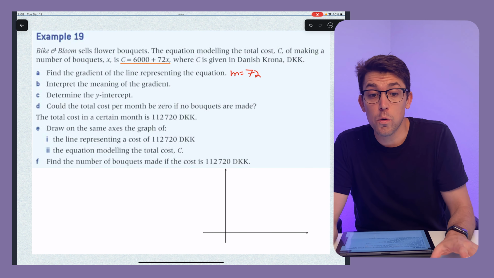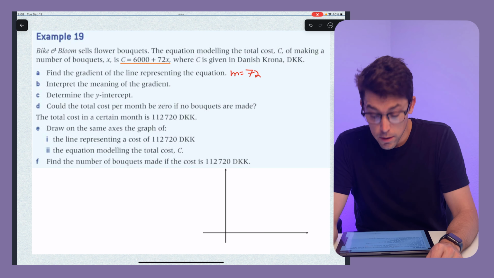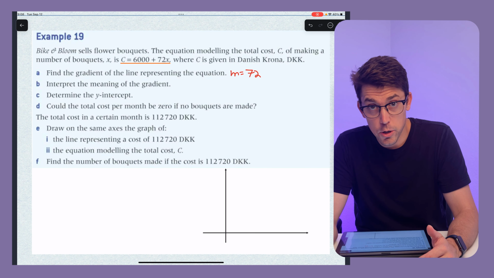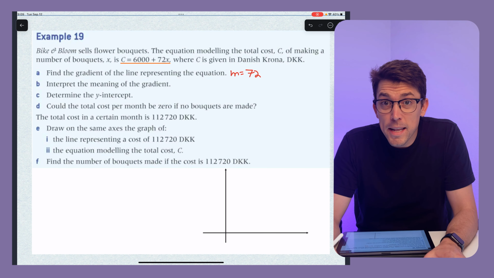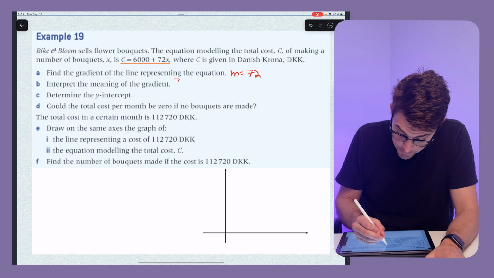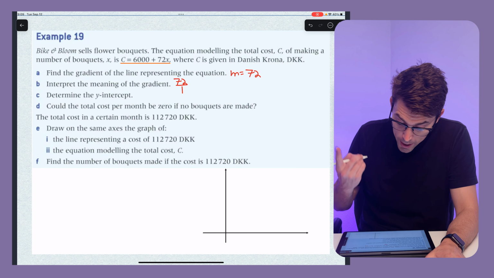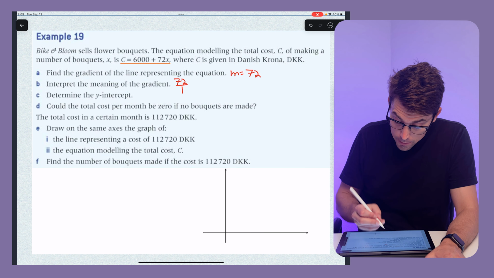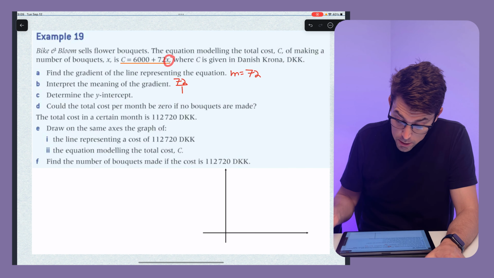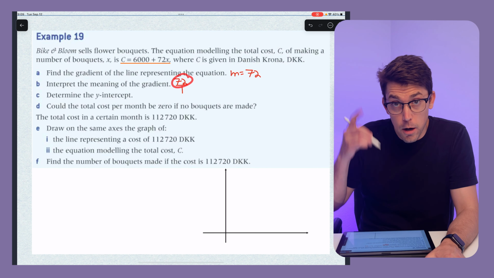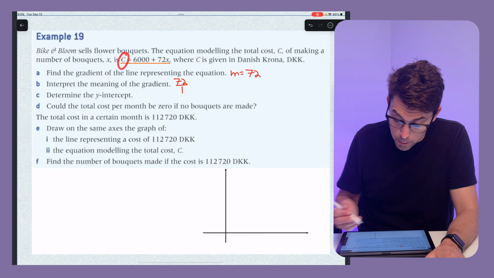Again, as a unit rate, what that means is that for every additional bouquet that's sold, they're going to be making 72 extra kroner. I actually just kind of gave the answer for part B, the meaning of this. For the unit rate, it would be 72 over 1, right? So rise over run. Run is in the x direction, so it's related to our input, our x, which is the number of bouquets, and 72 is our up and down, our y, which is related to the output, the cost.